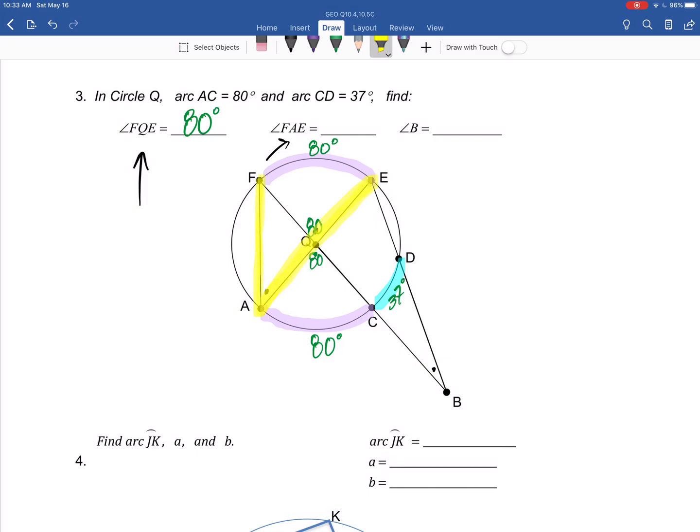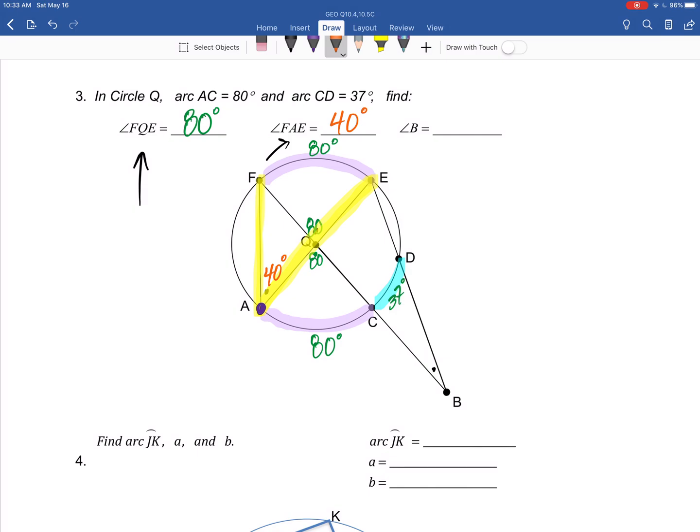It's an inscribed angle because the vertex is on the circle. How does an inscribed angle compare to the arc that it opens up to? It's half. Boom, right here. Hey, if that's 80 up there, boom, 40 right there. Again, inscribed angle is half of the arc that it opens up to. FAE, angle FAE, 40 degrees.